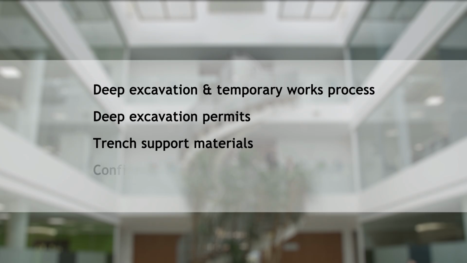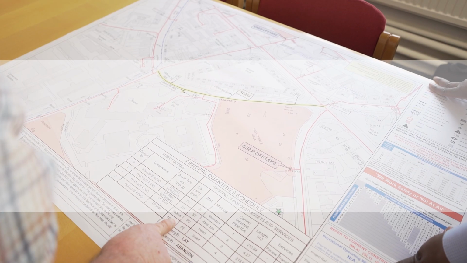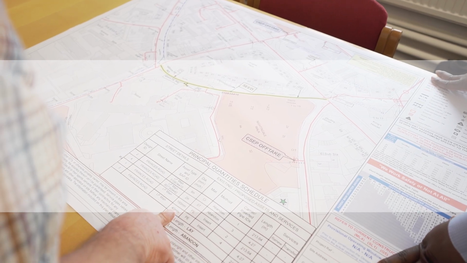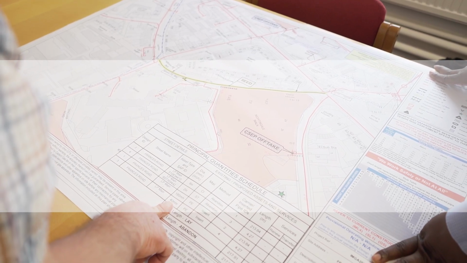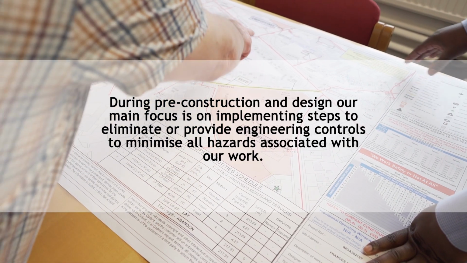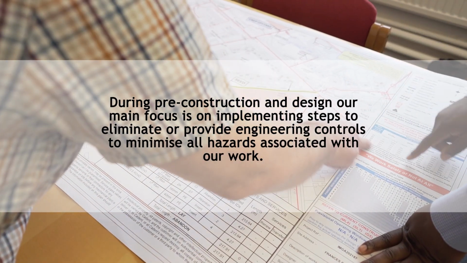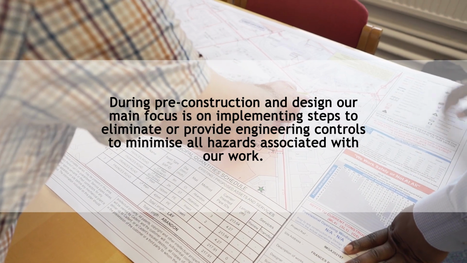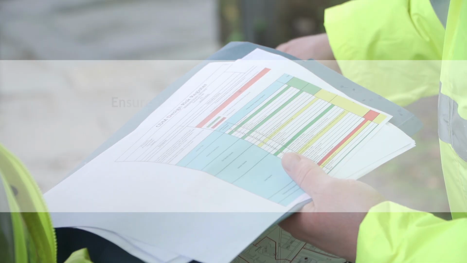If your excavation needs to go deeper than 1.2 meters, then a deep excavation and temporary works process is required, along with the permit and trench support materials. Confined space risks should also be considered. So remember these key messages when following the excavation's safe system of work. During pre-construction and design, our main focus is on implementing steps to eliminate or provide engineering controls to minimize all hazards associated with our work.